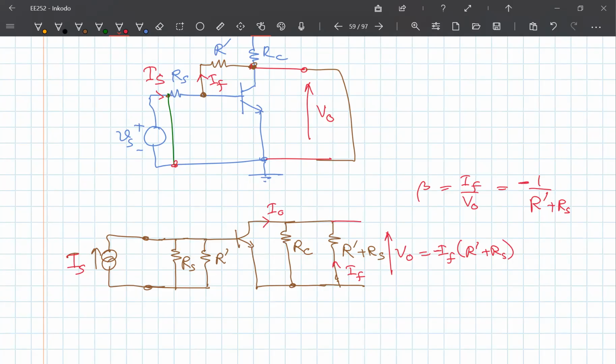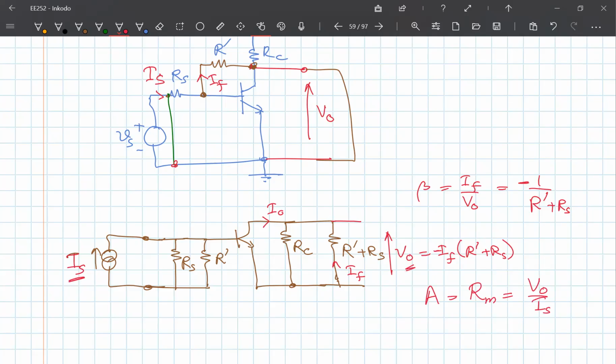Typically, RS is much smaller than R dash. R dash will be in kilo ohms, several kilo ohms, tens of kilo ohms, and RS will be in tens of ohms or something. So therefore, typically this will be approximately equal to minus 1 over R dash. Okay, so this is basically the beta value. And similarly, A, the gain without feedback will be equal to Rm, which is V out divided by Is.